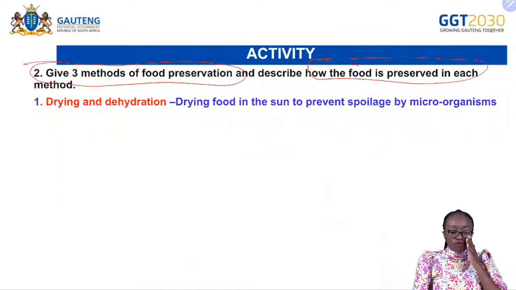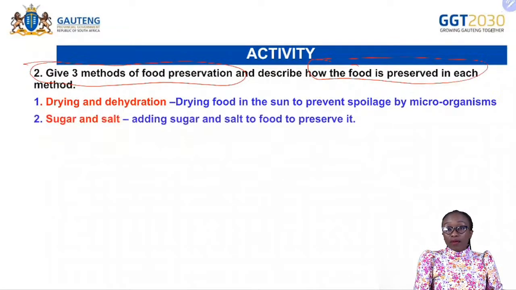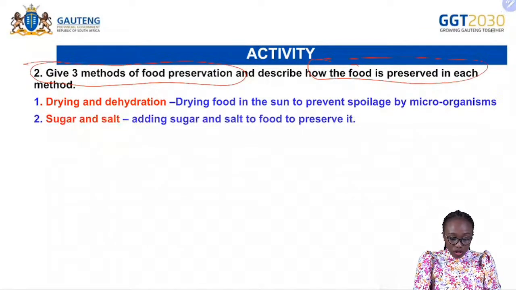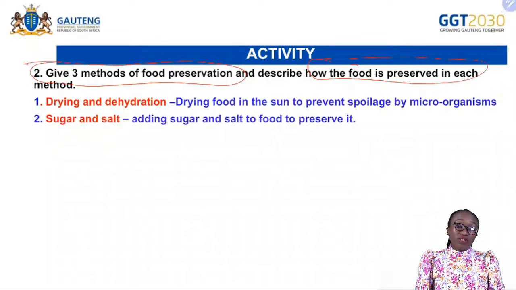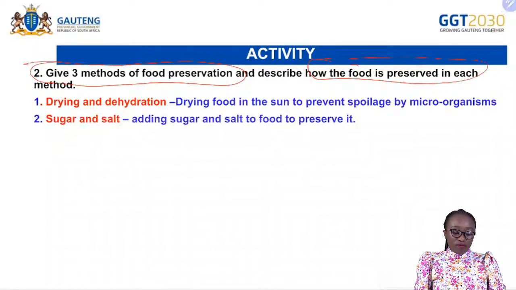So we'll start off with drying and dehydration. How is food preserved using this method? Drying food in the sun to prevent spoilage by microorganisms. So the actual drying or dehydration is the removal of any moisture within the food. And then another method which you could have picked was using sugar and salt. So adding sugar and salt to the food to preserve it. This is another way of preserving food.